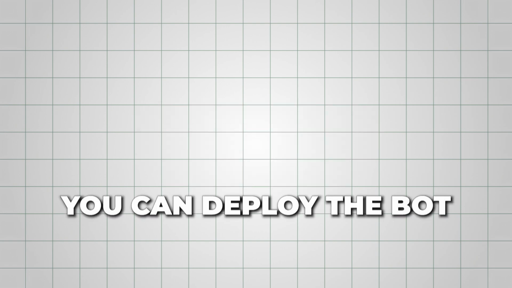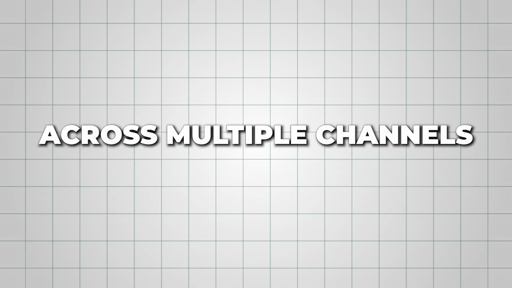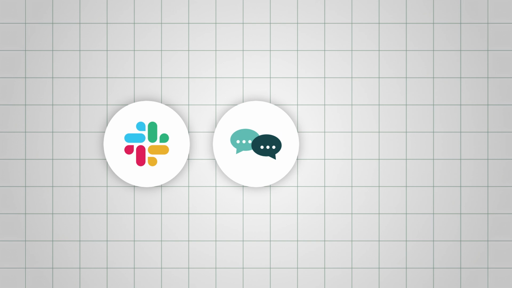Once everything is working the way you want, the final step is to click Save Agent. From there, you can deploy the bot across multiple channels: Slack, your website chat, or even email.